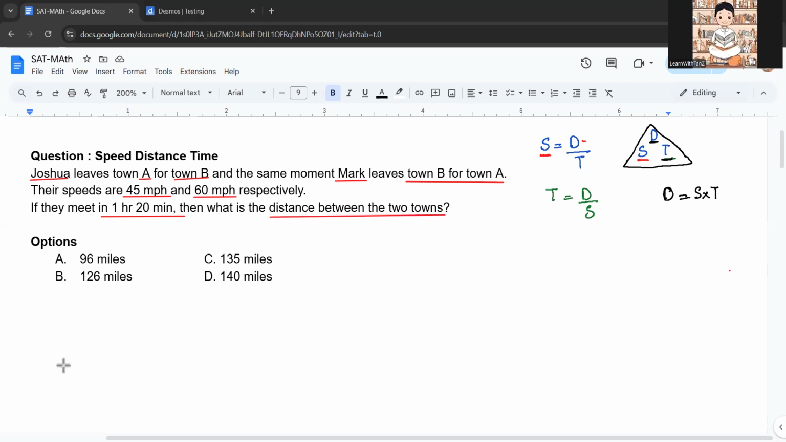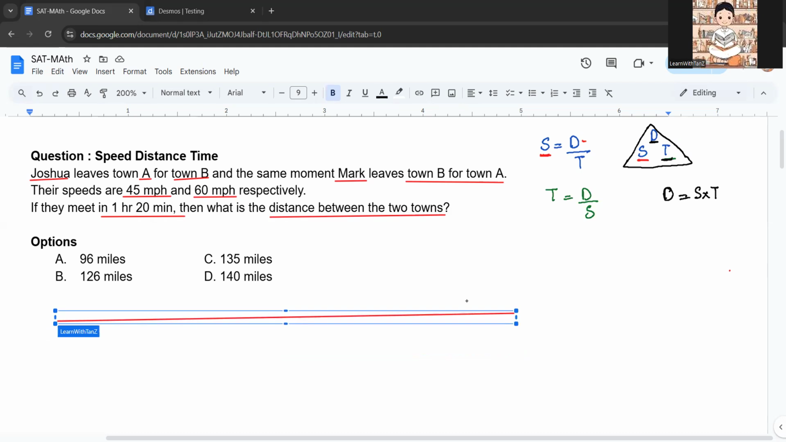We need to find the distance between two towns. I am gonna do it on the road. This is the road that I'm making between town A and town B. Okay. Now, Joshua will go from A to B and Mark will go from B to A. They will have a meeting point, right? Here they are meeting.